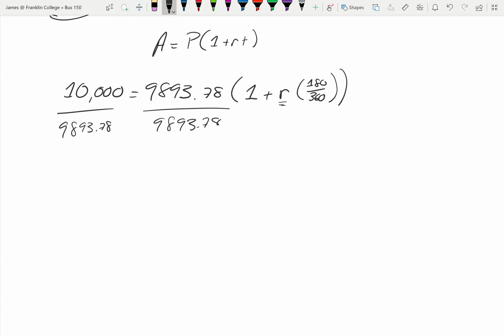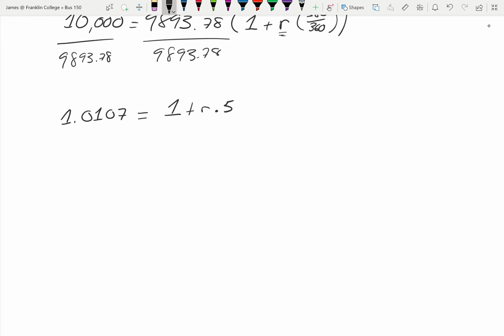$9,893.78. And we are going to be left with 1.0107 equals 1 plus R times 180 divided by 360. Well, let's clean this up. What is 180 divided by 360? Well, that's simply 0.5. Alright, now we can subtract 1 from both sides.